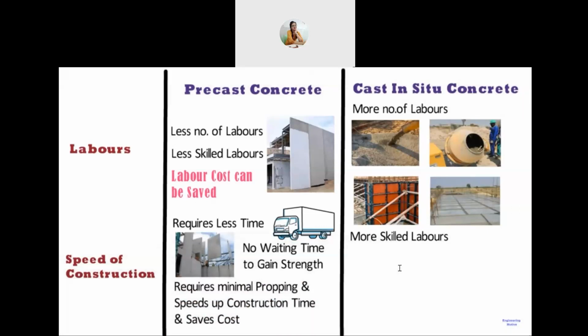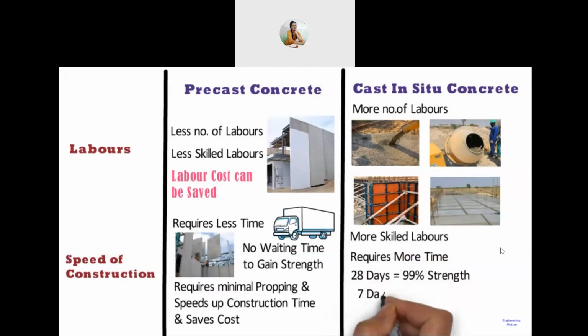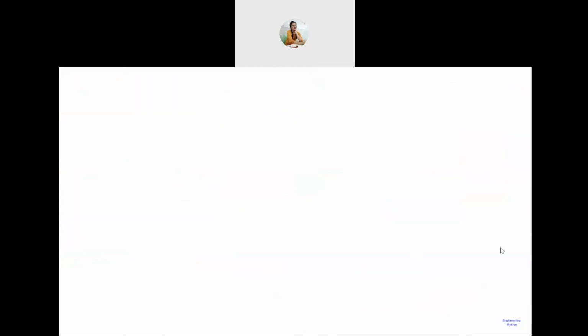Whereas cast in situ method of concreting requires more time, because concrete requires minimum 28 days to achieve 99% strength of its total strength. Thus, after creating one element, only after 7 days a new element can be created, which is dependent on previous one, because concrete achieves 65% strength of its total strength in 7 days.